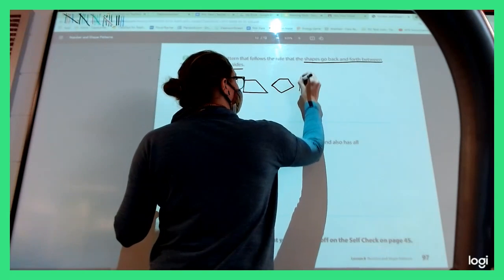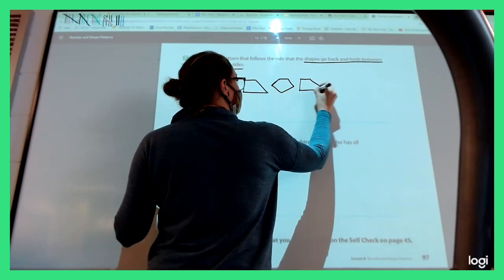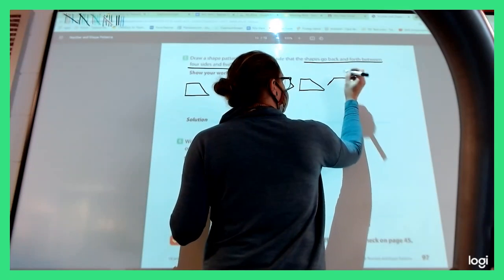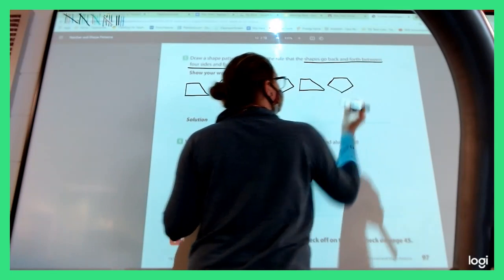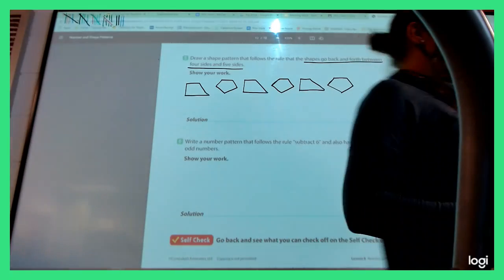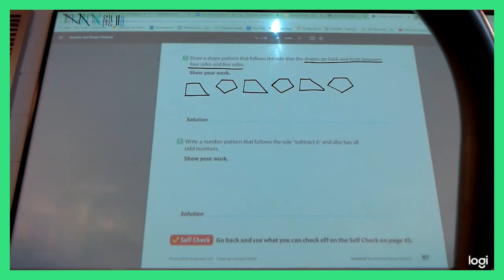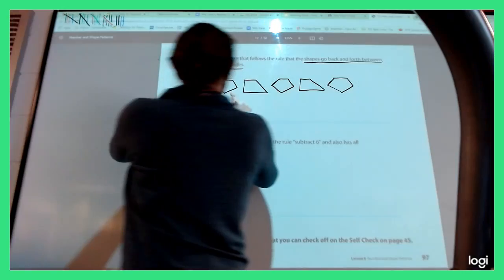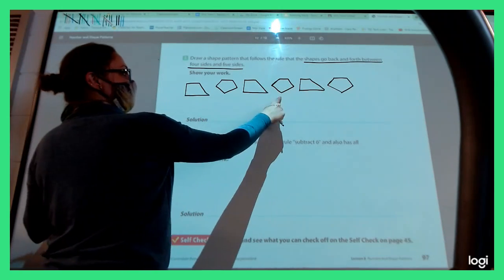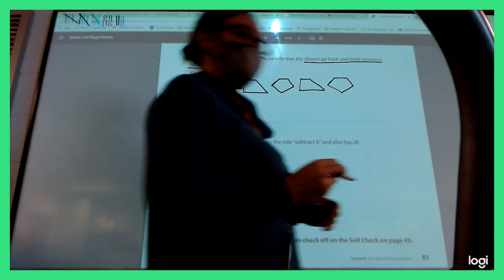A 5-sided shape. How many do you have to draw? Well, you can see that I did 3. If you do 2, that's enough to show your pattern. If you do 2 sets of your pattern, then everyone will know. If I only did these 2, it's hard to tell my pattern. But if I have 4 sides, 5 sides, 4 sides, 5 sides, that'll be enough to show your pattern.